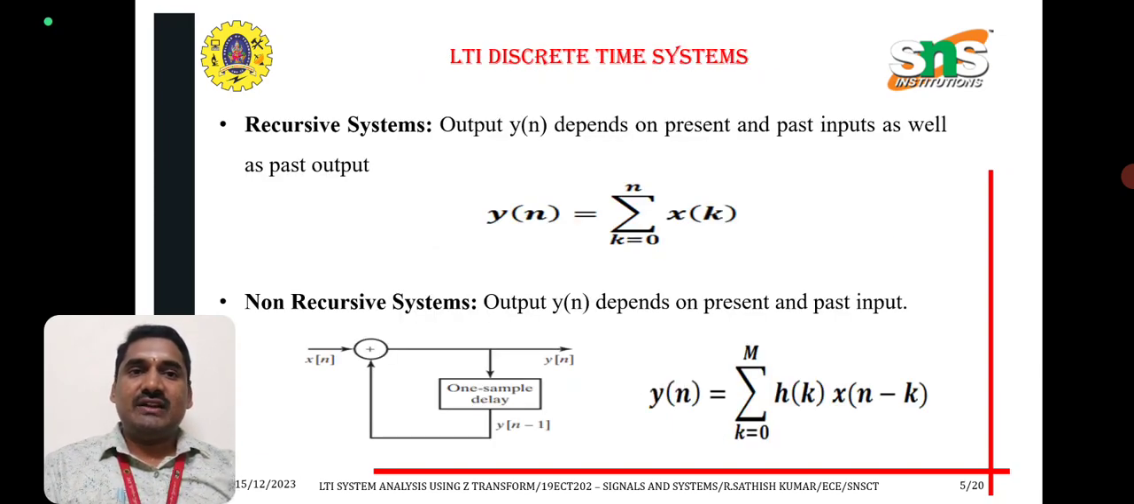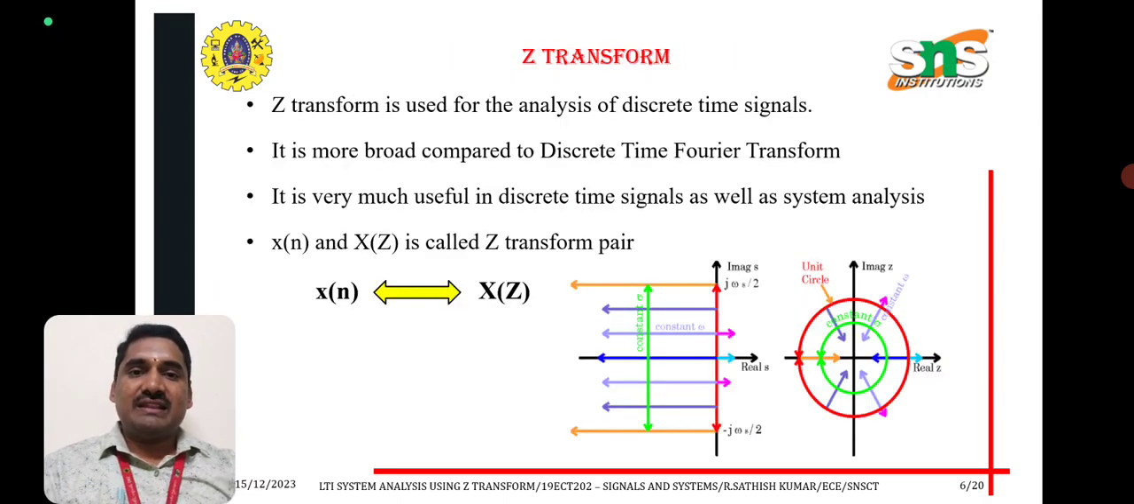Next is recursive and non-recursive systems. Recursive means output y of n depends on present and past inputs as well as past outputs. y of n is equal to summation k is equal to 0 to n of x of k. Non-recursive means output y of n depends on present and past inputs. When we give the input x of n, that can be multiplied with your y of n minus 1, we can get the non-recursive systems. y of n is equal to summation k is equal to 0 to m h of k into x of n minus k.